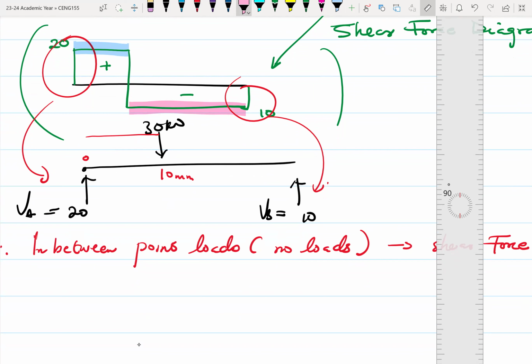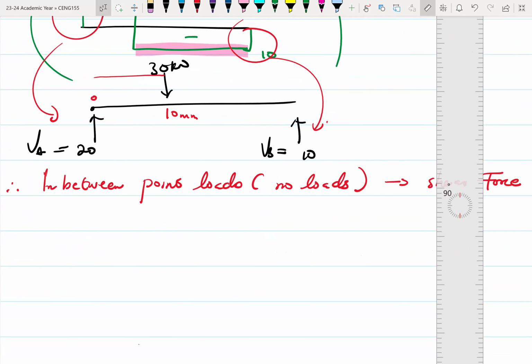So let me take you back to your math class, I think core math or something like that, when you have an equation of a line.